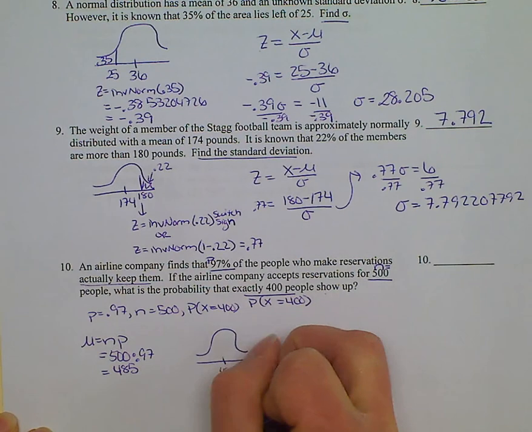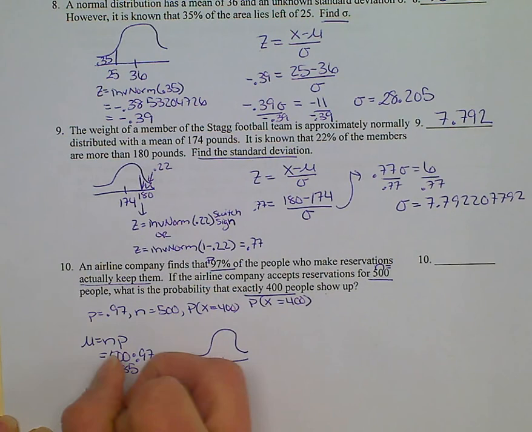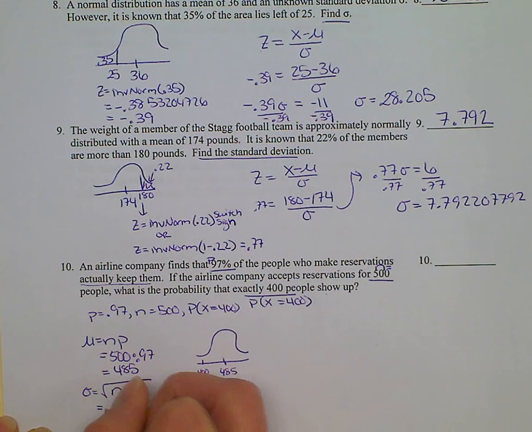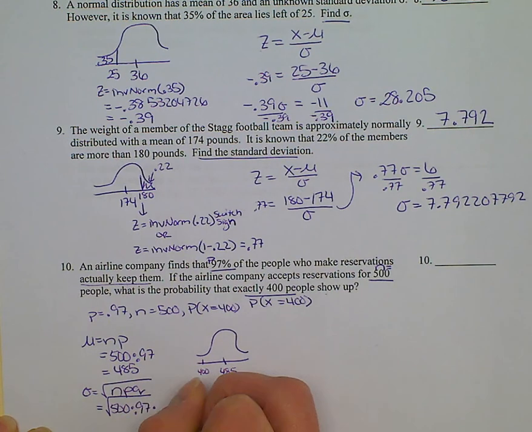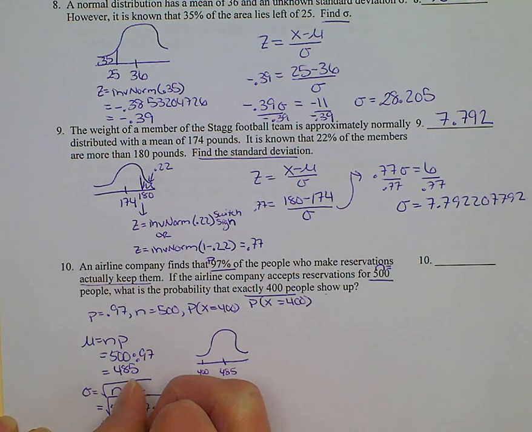So now I know 400 is over at the left. Then we calculate our standard deviation, square root of n times p times q. N is 500, p is 0.97, q has to be 3%, because remember, p plus q has to equal 1. And we end up with a standard deviation of 3.814.